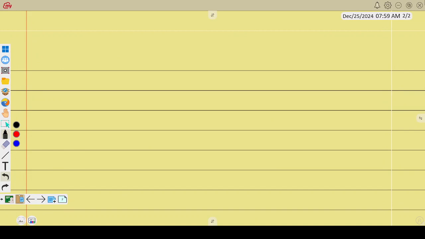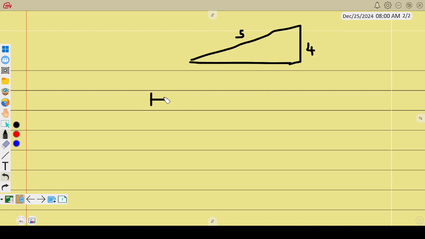So we have a triangle. It's like this here. Here we have 4, here we have 5, and we want to know the adjacent side. You should be able to remember that the square of the hypotenuse is equal to the opposite squared plus adjacent squared.